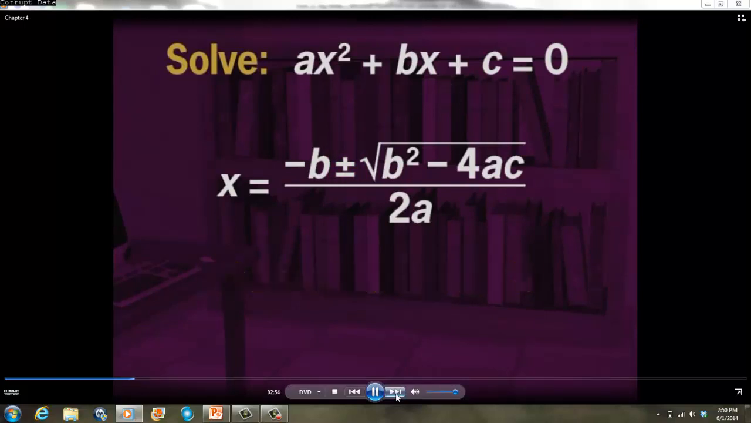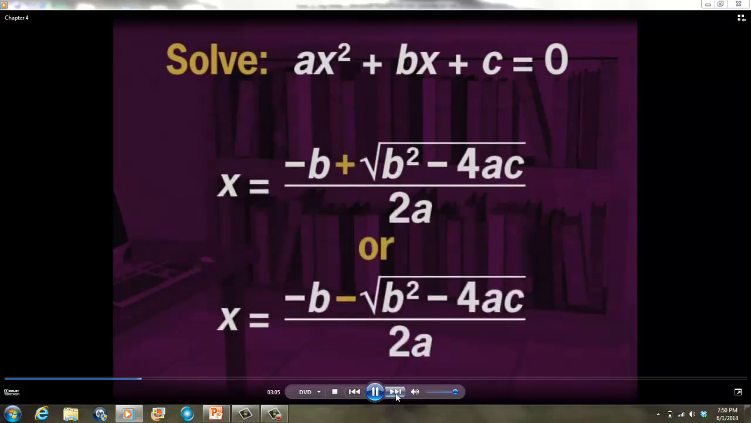When a quadratic equation is in standard form, we substitute the values of a, b, and c into the quadratic formula to get the two solutions, x equals negative b plus the square root of the quantity b squared minus 4ac all over 2a, or x equals negative b minus the square root of the quantity b squared minus 4ac all over 2a.